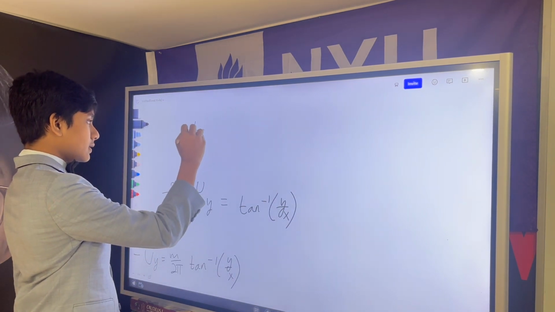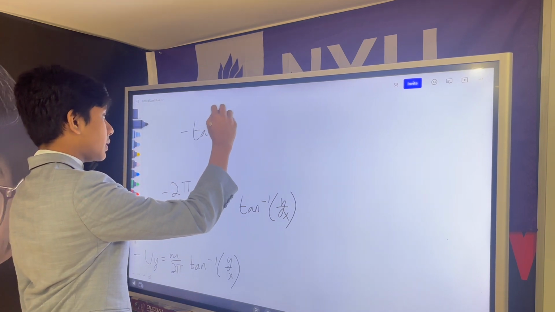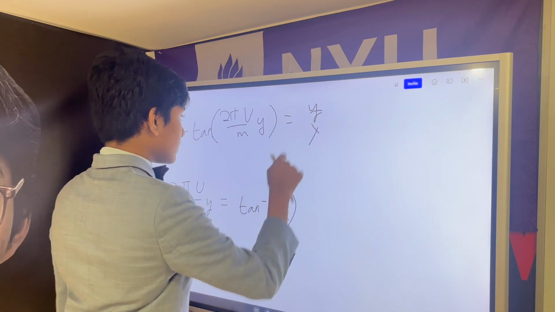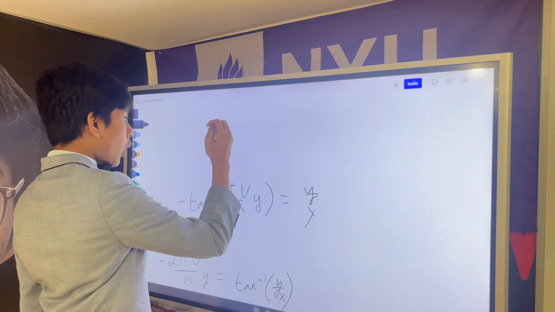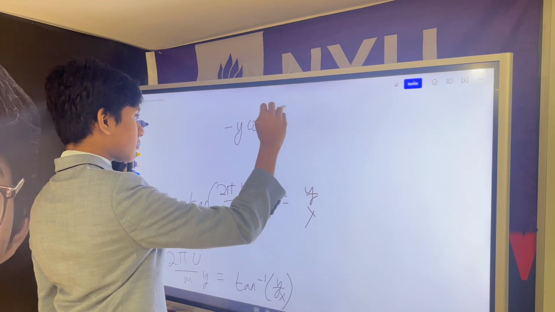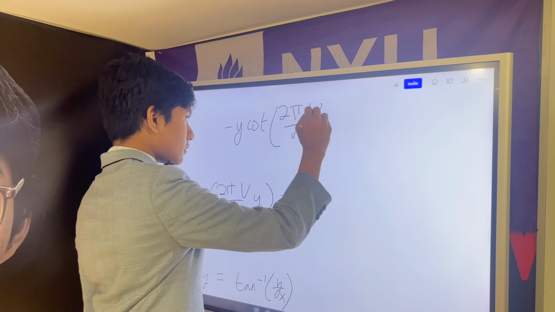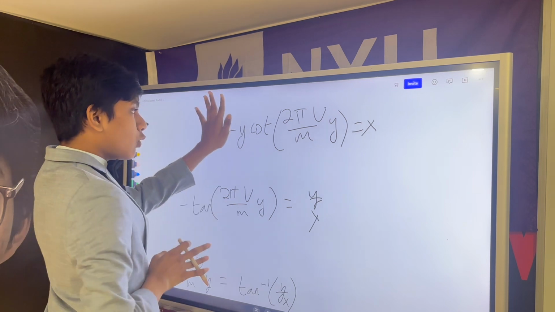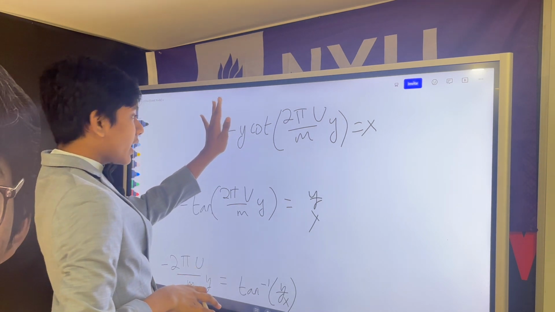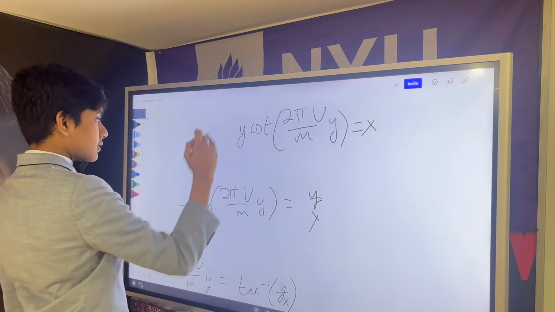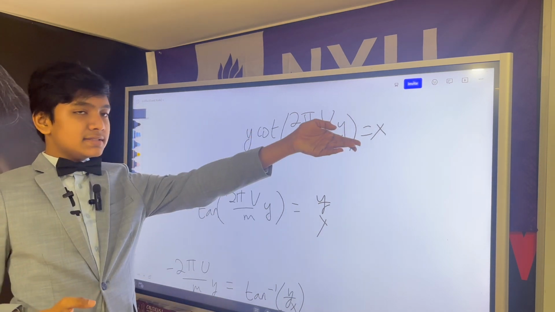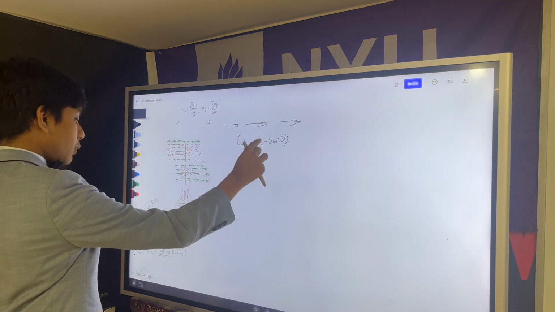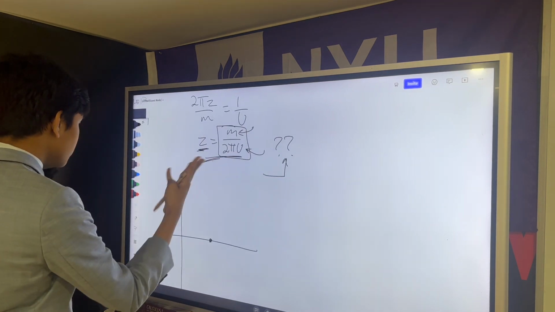So, tan is an odd function, so you can just move the minus outside. Invert everything and multiply both sides by y. You get minus, oh, there's a sign here. Okay, so technically the correct version is supposed to be y cotan 2 pi u over m y. So just ignore that real quick. So this is the final form for the streamline that contains this point, m over 2 pi u.